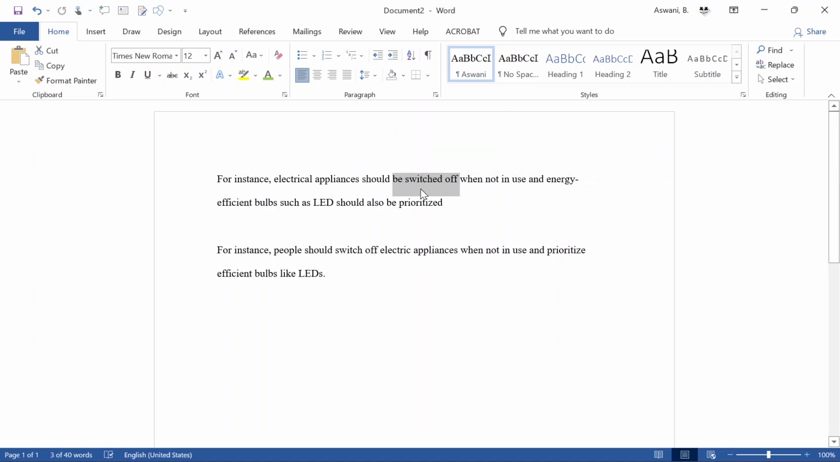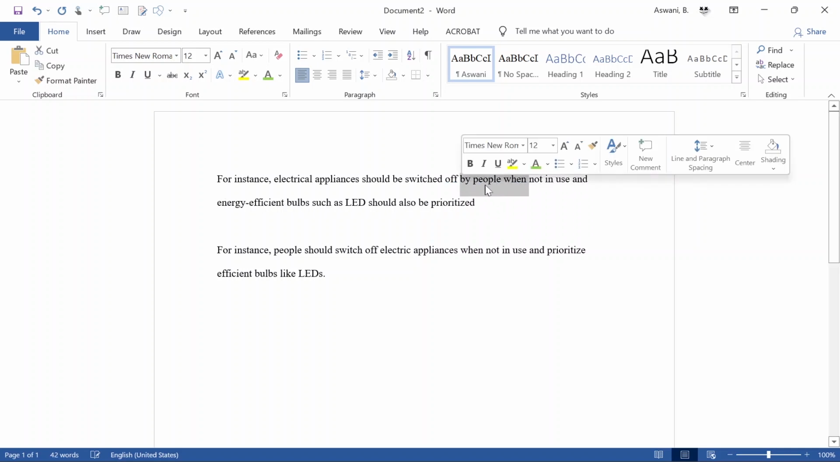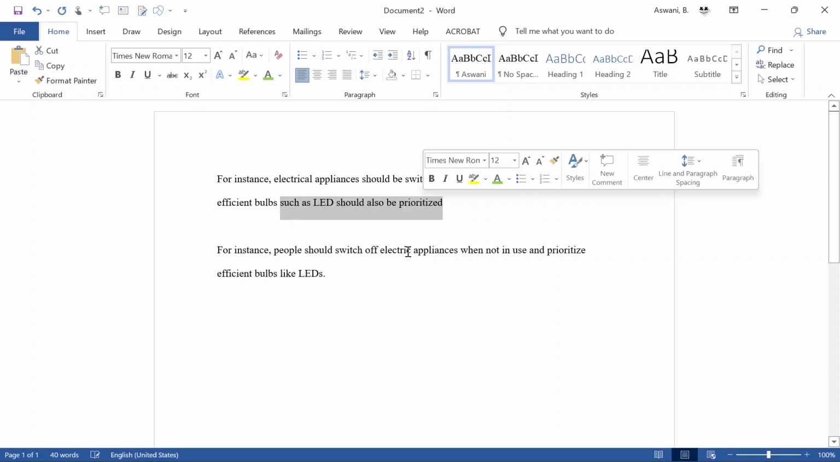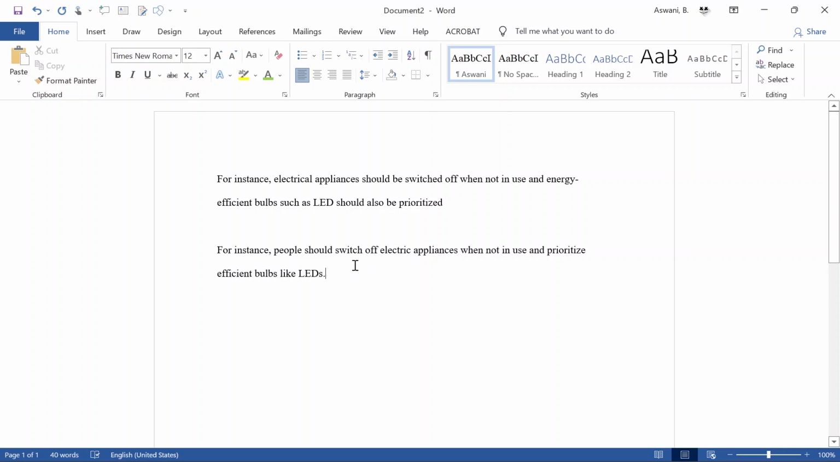So the first thing to do is right here, by people. And then you realize we said you should not start with the object, start with the subject. So you rearrange it in this way. People should. Since you are still talking about the same people, there's no point of repeating the people here for the second bit again. So just write people should switch off electric appliances when not in use and prioritize efficient bulbs like LEDs. I think that is a good example.